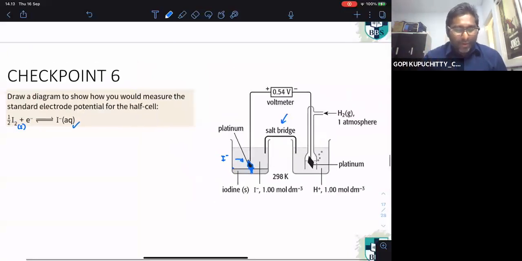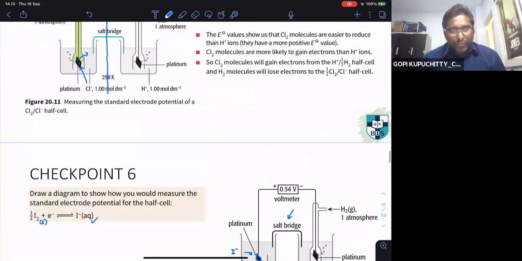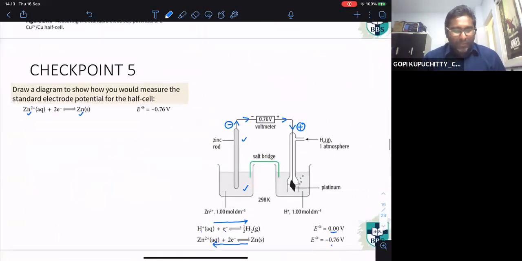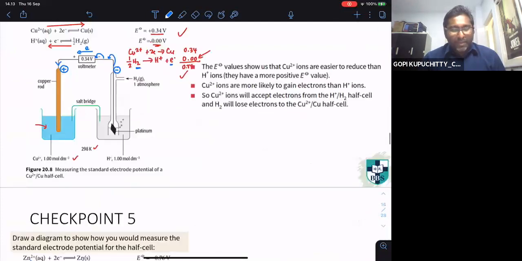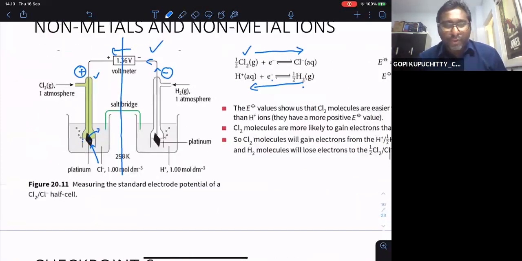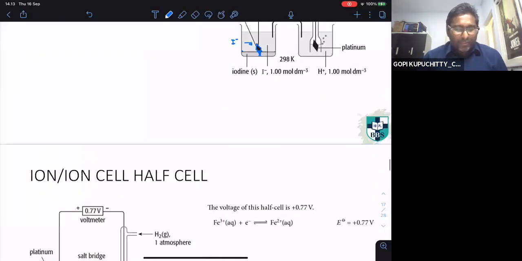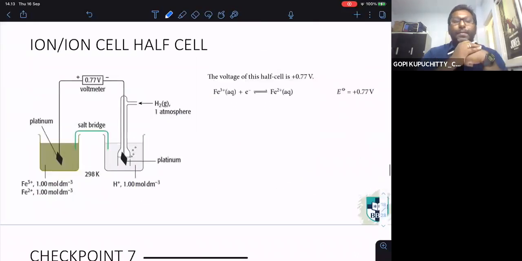If you recall, for non-metal and non-metal ion, there are two types. One is related to something that has gas, which is the Cl2, or it can be something that is going to be solid, something like this kind of setup. So you need to decide which one you are going to use. That is going to be very, very important. Anyway, now we go for the third setup. The third setup is going to be very, very simple compared to the others.